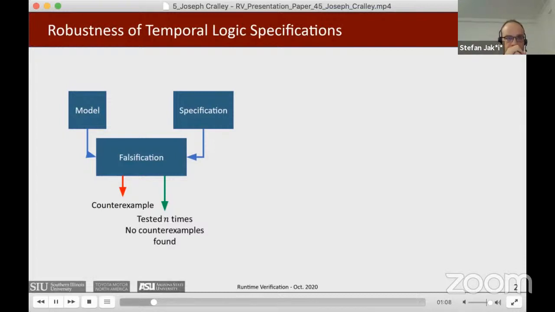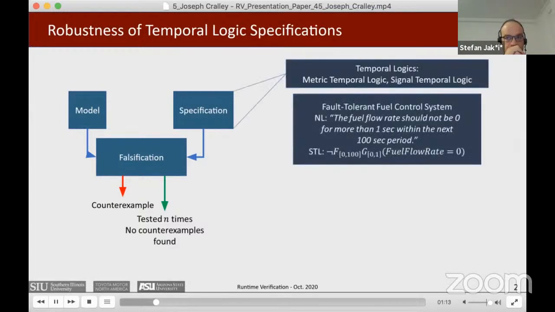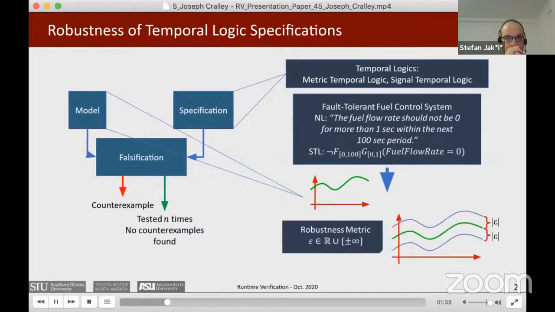The specifications may be defined in temporal logics such as MTL and STL. An example of such a specification for a fault-tolerant control system is seen here at the top right. It says the fuel flow rate should not be 0 for more than 1 second within the next 100-second period. This is represented with the following STL formula. Given a trajectory of the system and the STL specification, we can calculate the robustness, which represents how much of a perturbation the input signal can take before the Boolean valuation is changed.